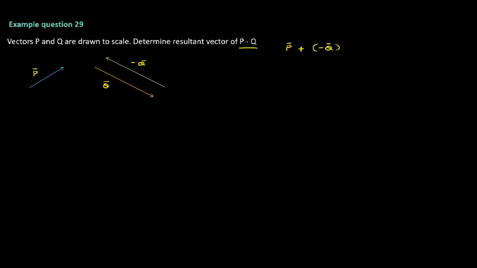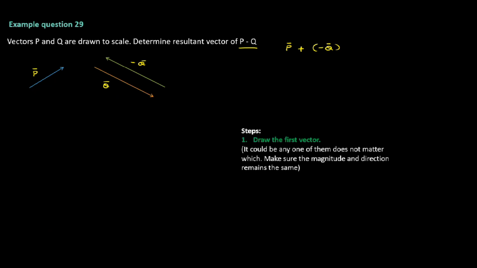And now I can graphically add vector P bar and negative Q bar to get their resultant. We are going to follow 3 steps to add them graphically. The first step is to draw the first vector. You can choose your first vector to be either P or Q. It doesn't matter. Any vector you can choose as the first one. Right now I'm going to choose vector P bar as my first vector because we are determining the resultant of P minus Q. So we draw vector P bar first.